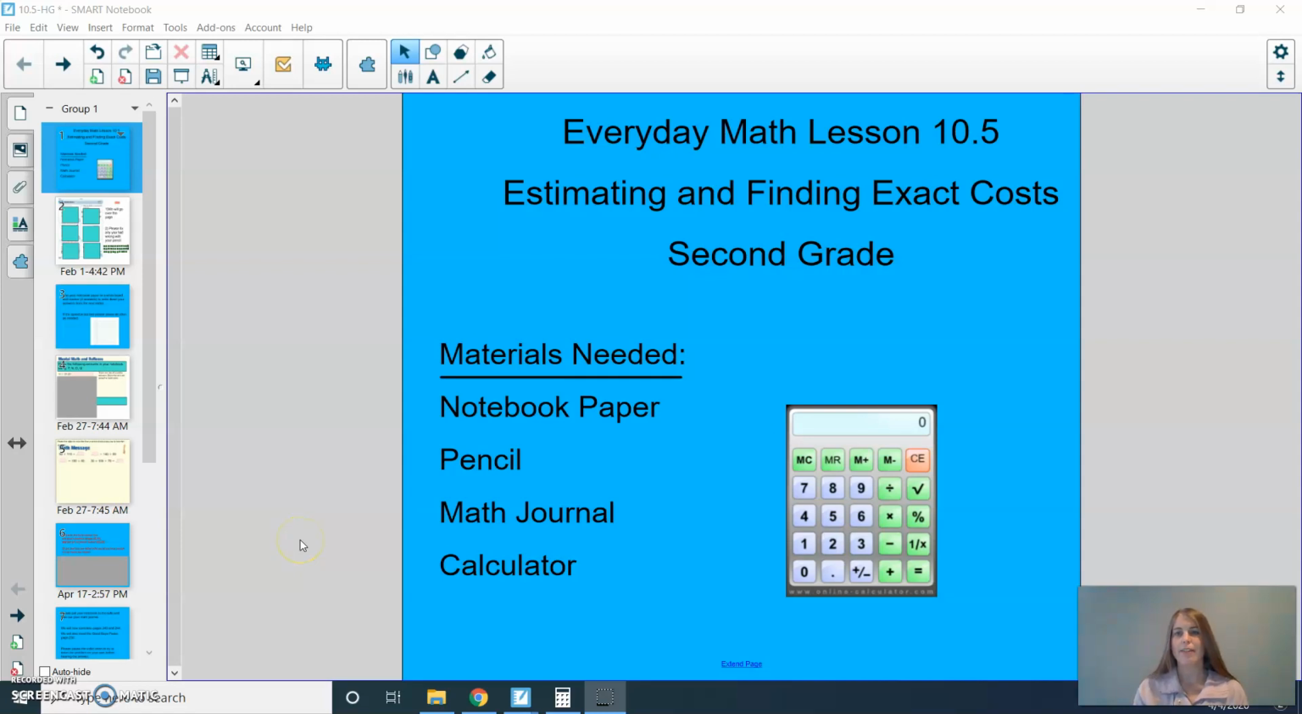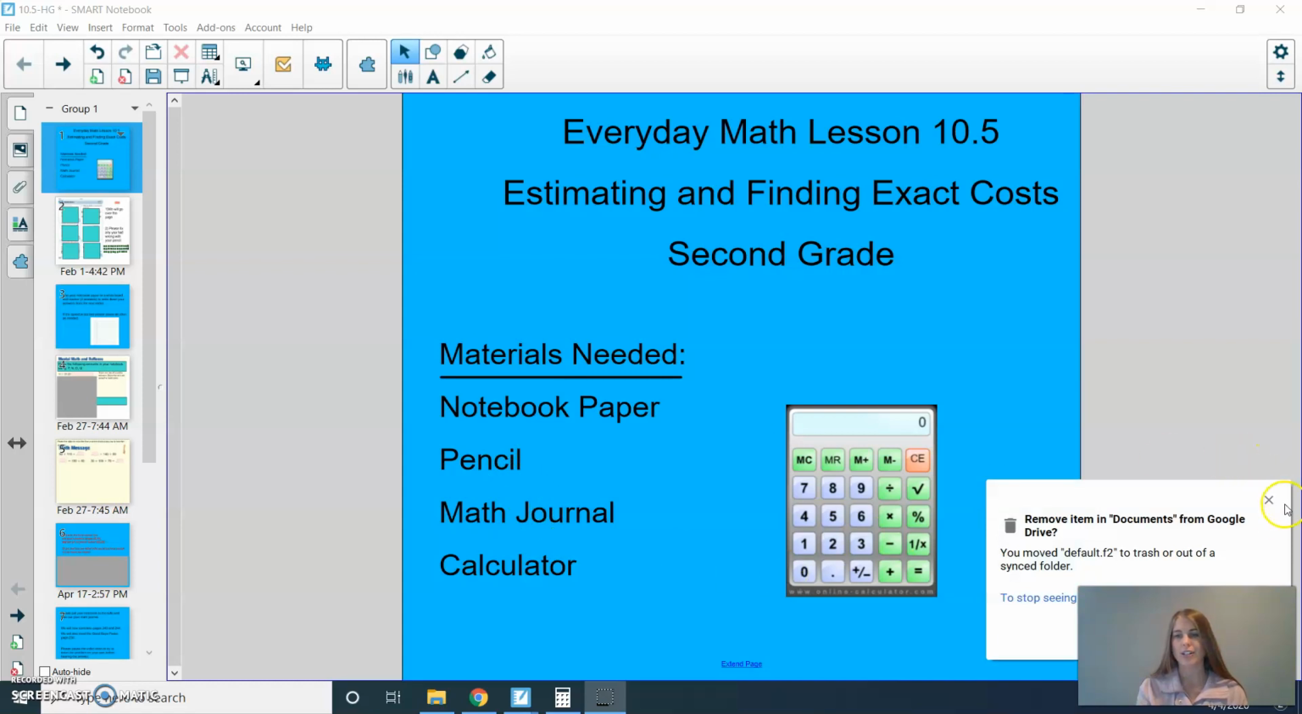Hi boys and girls, welcome to Everyday Math Lesson 10.5, Estimating and Finding Exact Costs. The materials that you'll need: notebook paper, pencil, math journal, and your calculator.